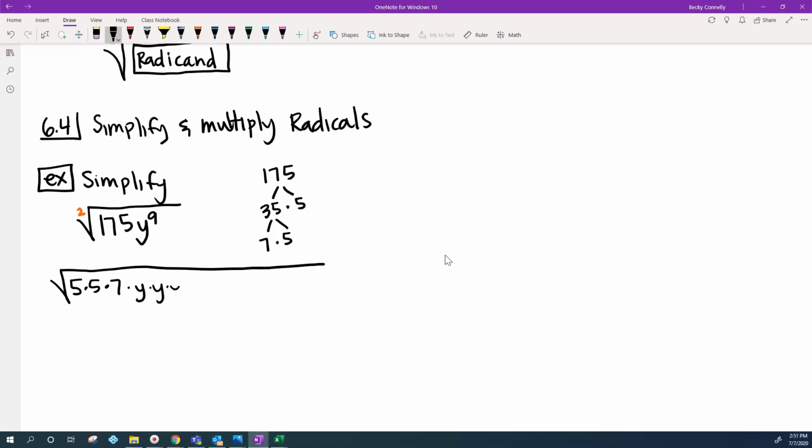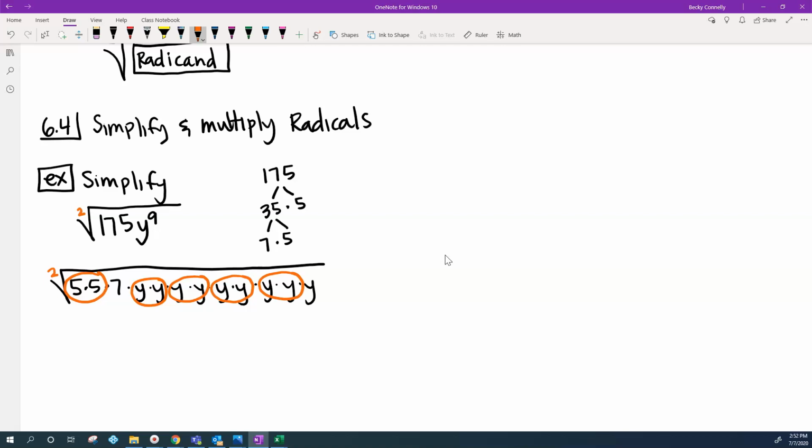And then I've got 9 y's here. And so everything has to come out in groups of 2, and that's what I'm looking for. I see that a 5 can come out. I see a y can come out, another y can come out, another y can come out, and another y can come out. But there's a 7 and a y that's still stuck inside that square root. They don't get to come out because they don't have a pair to match up with.